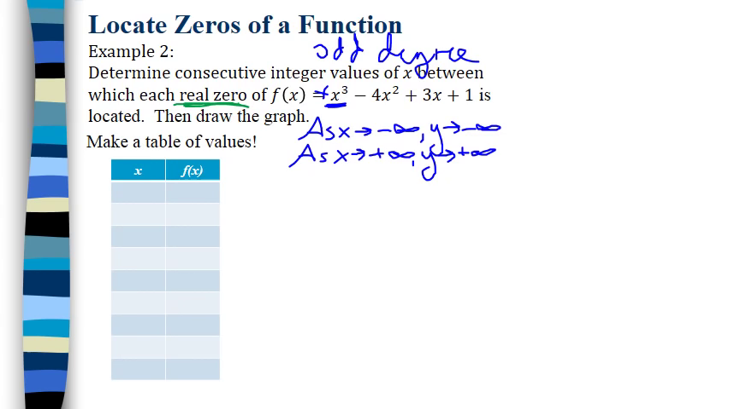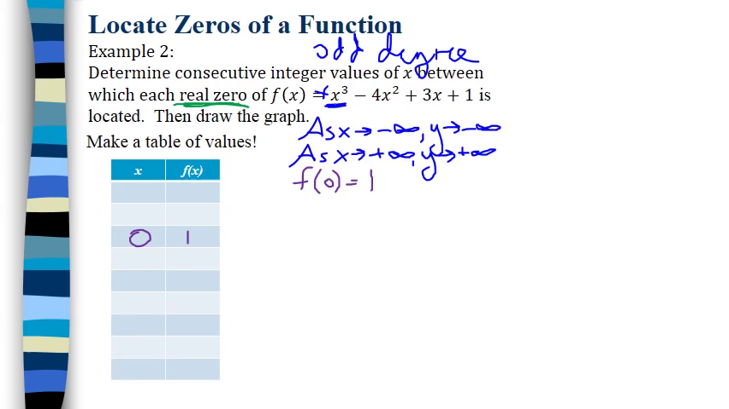Okay, so let's go ahead and make a table of values. So first value I want to look for is always the y-intercept, because that is simple to find. So if I put 0 in for the x's, I'm going to end up with 0 in my first term minus 0 in my second term plus 0 plus 1. So my y-intercept is (0, 1). So I'm going to put that here.